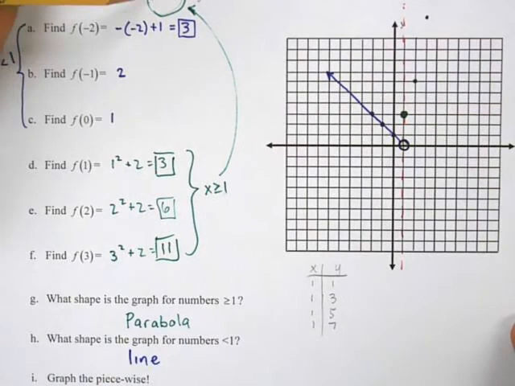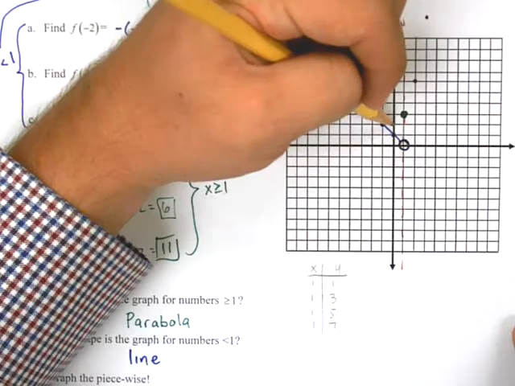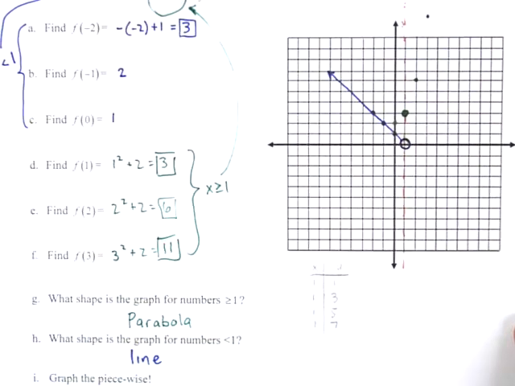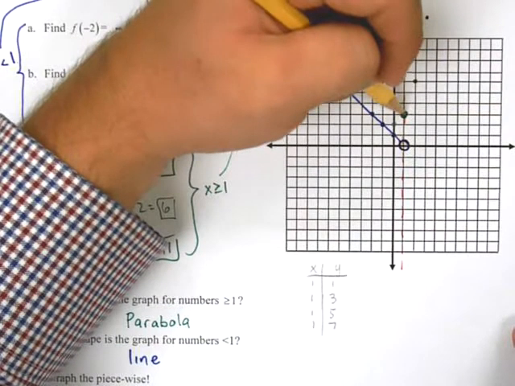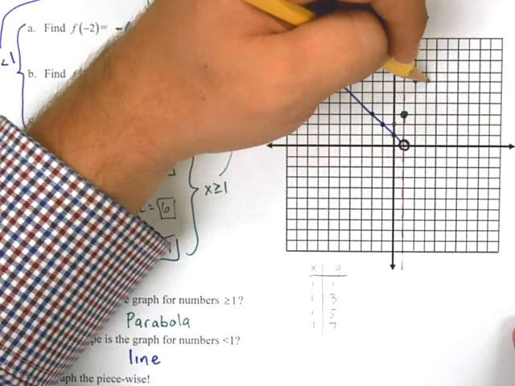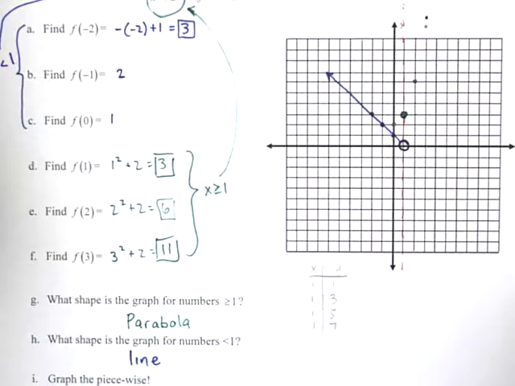There are no vertical stretches or shrinks. There are no horizontal stretches or shrinks. In fact, there is only a vertical shift up 2, which means I'm going to put my vertex here, and then I'm going to go over 1, up 1. Over 1, up 3. That's funny. Over 1, up 5. Oh, I went a little too high there. Let me change that.